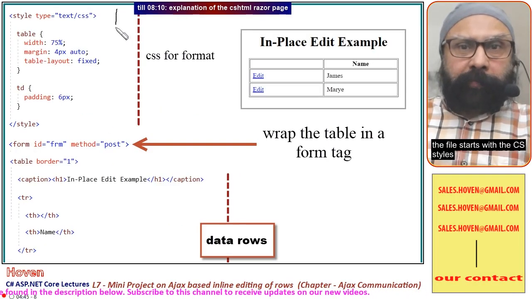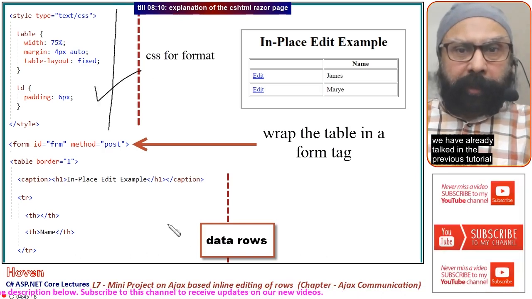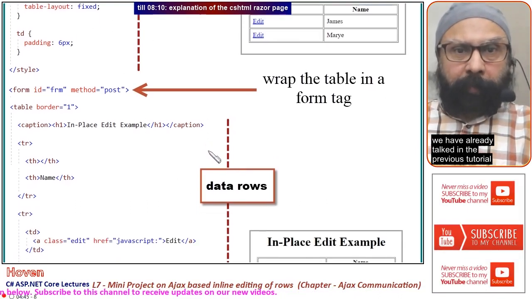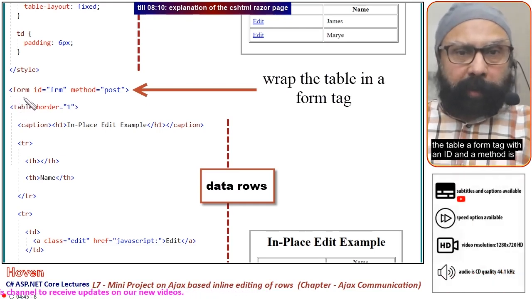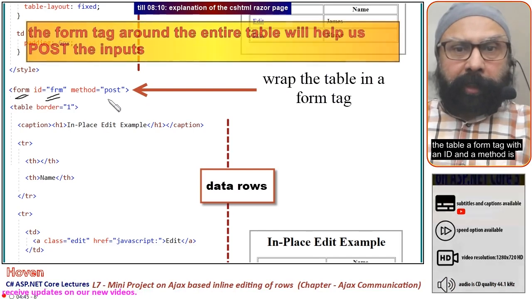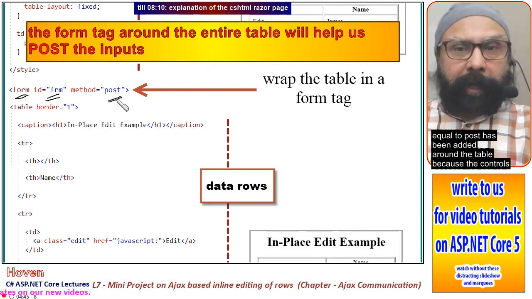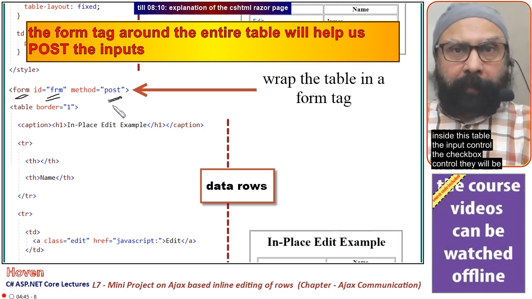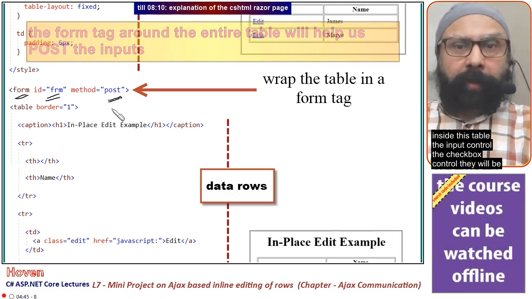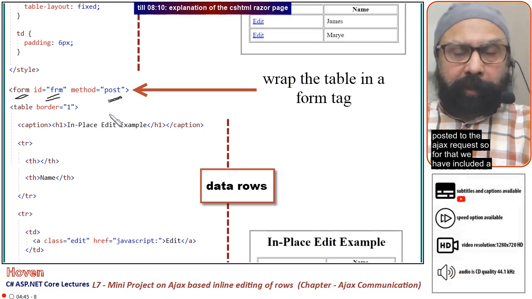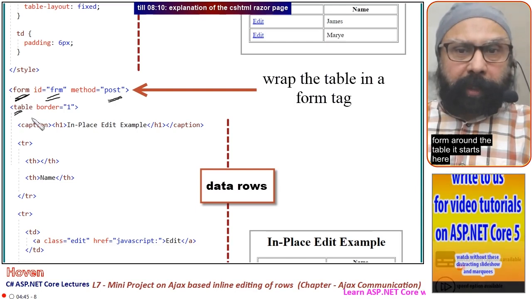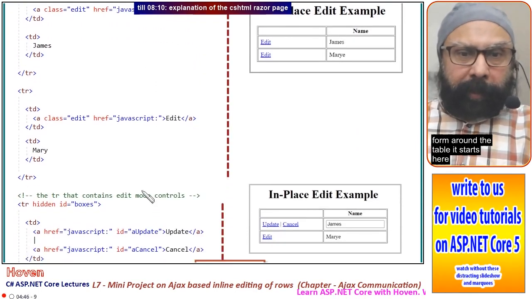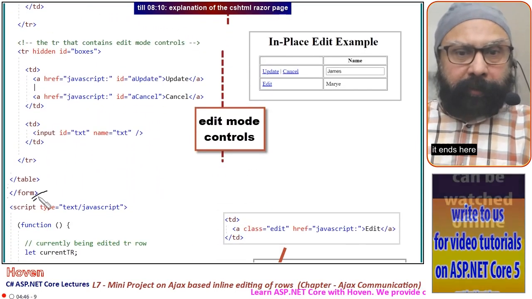The file starts with the CSS styles. We have already talked about that in the previous tutorial. The addition in this tutorial is to add a form tag around the table. A form tag with an ID and method equal to post has been added around the table because the controls inside this table, the input control and the checkbox control, will be posted with the Ajax request. So for that we have included a form around the table. It starts here and it ends here.